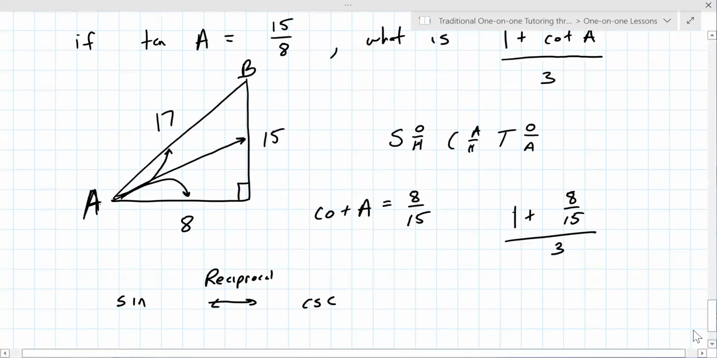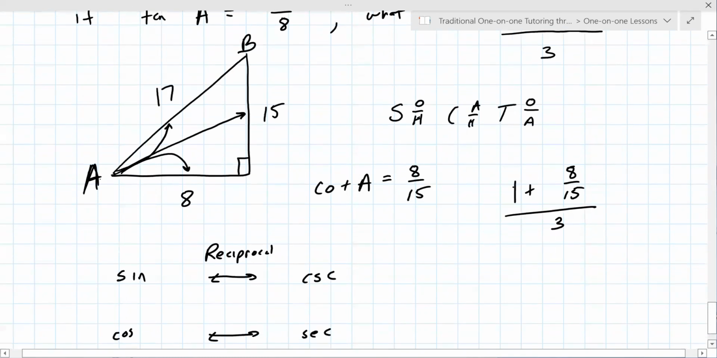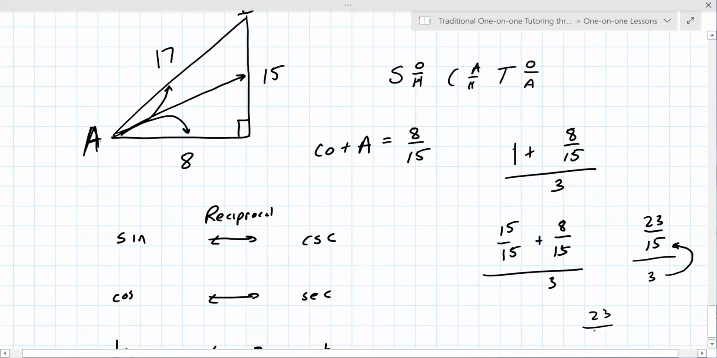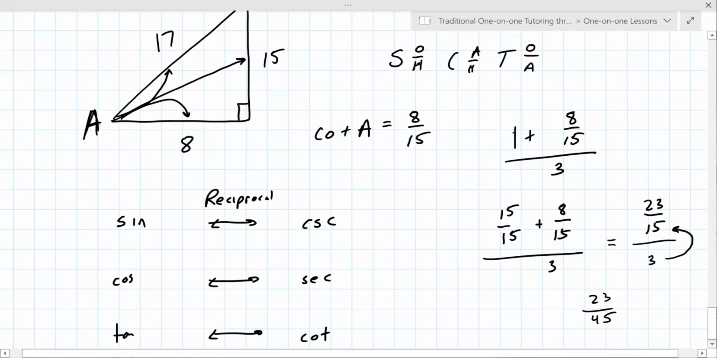Okay, I got 23/5. Okay, so the 1 becomes 15 over 15 plus 8 over 15 all over 3. So the numerator is 23 over 15. Okay. This was another case we looked at. When you divide by 3, you can either move it to the bottom or multiply by 1/3. It's better just to move it to the bottom. So that gives you 23 over 45. Oh, okay, that's what I got originally. Okay, good. So let's try another one here.